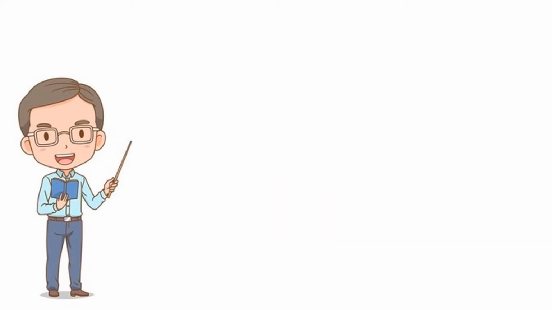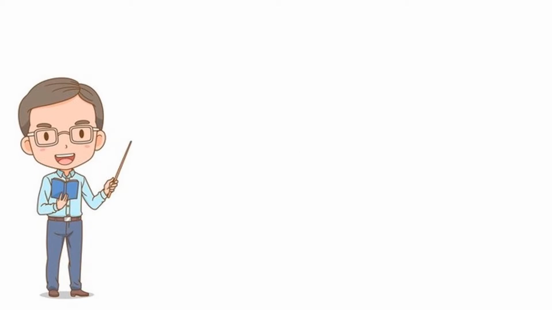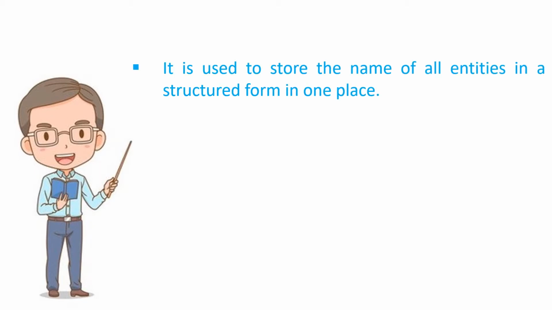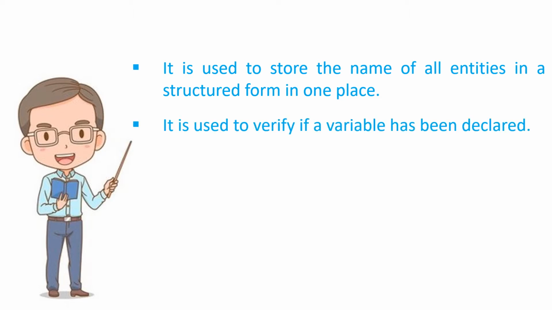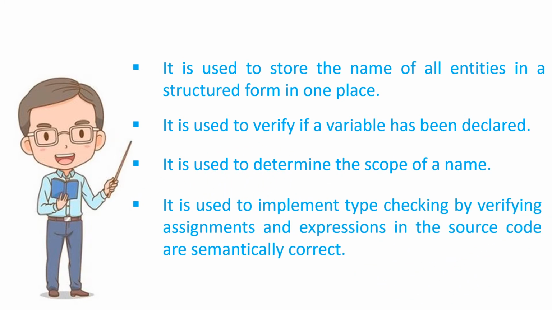It is used in both the analysis phase and synthesis phase. The symbol table is used for the following purposes. It is used to store the name of all entities in a structured form in one place. It is used to verify if a variable has been declared. It is used to determine the scope of a name. It is used to implement type checking by verifying assignments and expressions in the source code are semantically correct.